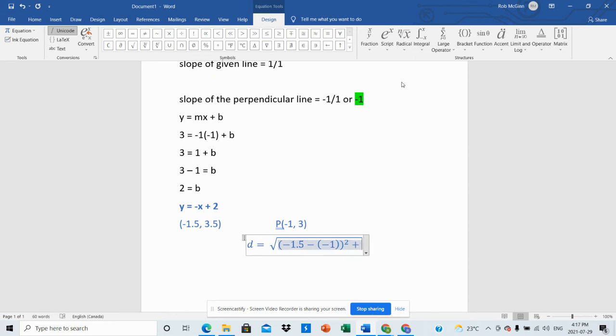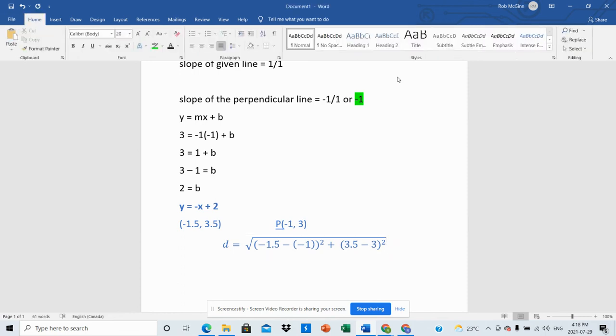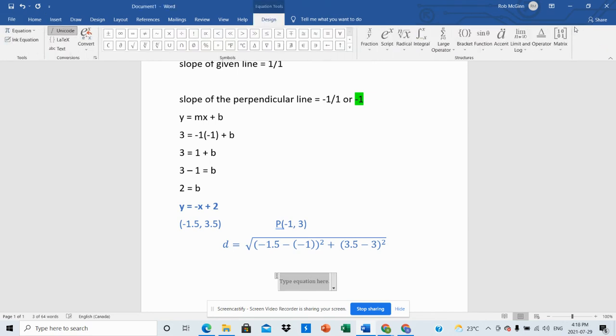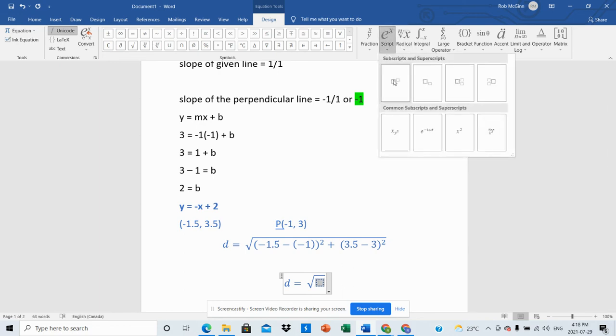Plus, we're doing the same thing for y now. So set it up there. Bracket our y, 3.5 minus 3, and that's going to be squared. Perfect. So when you're doing this, remember your order of operations. D equals, we still have the square root. Can't forget that. And this is going to be squared.